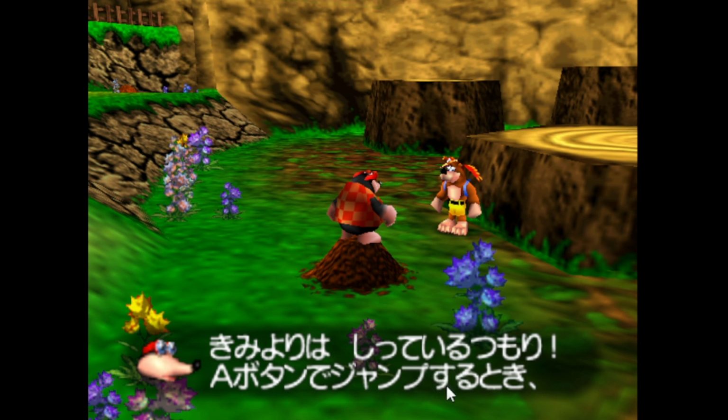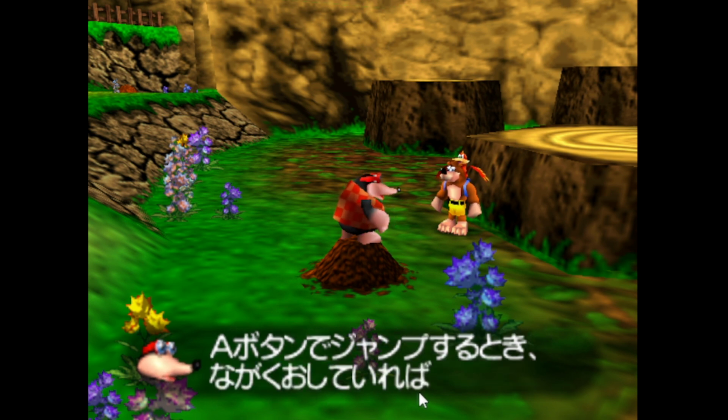I suppose we need to go over suru as well, actually. Suru means to do most often. And jump, kind of on its own, isn't a verb. So to make it into a verb, we have to add the do verb to it. So jumpusuru makes it into a verb. So now it's the verb to jump. So what he's saying is, at times, I suppose, or when you jump via the A button. We've got to skip ahead a bit.